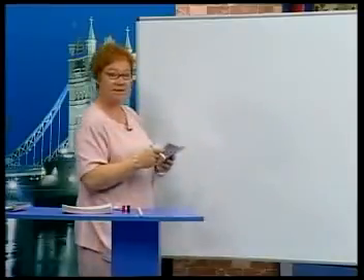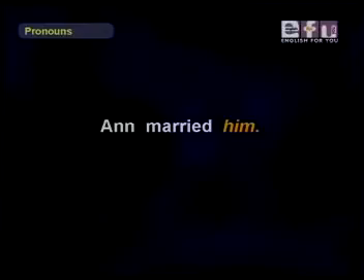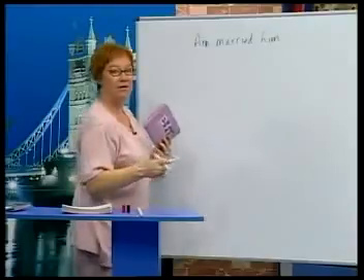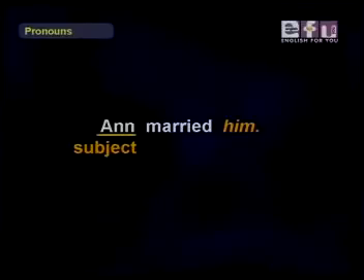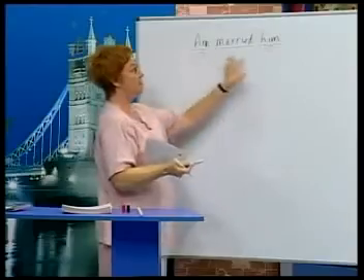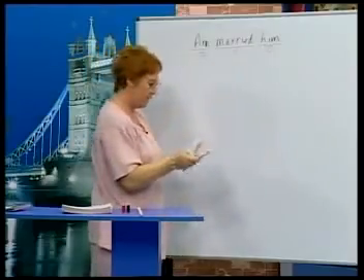And here are some examples. Anne married him. Anne married him. Now, if we look at this, we see Anne is the subject. Married is the verb. And him is the object. Anne married him. All right?